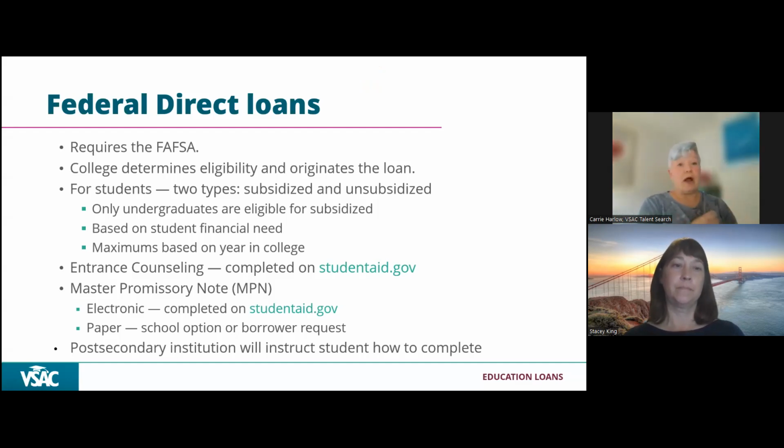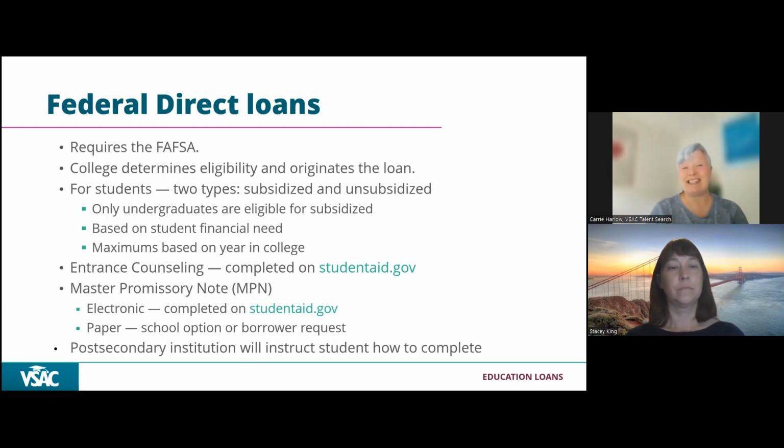As I mentioned, that requires a FAFSA for a student to get a federal direct loan. And the college is the one that determines eligibility and also originates the loan. For students, the types that we talk about are subsidized and unsubsidized. And I said everybody loves the subsidized loan because with subsidized loans, the government pays the interest while the student's in school. With unsubsidized loans, the student is responsible for that interest while they're in school. They can either pay as they go on that interest, or they can let it just add up and they repay it when they're done with school.